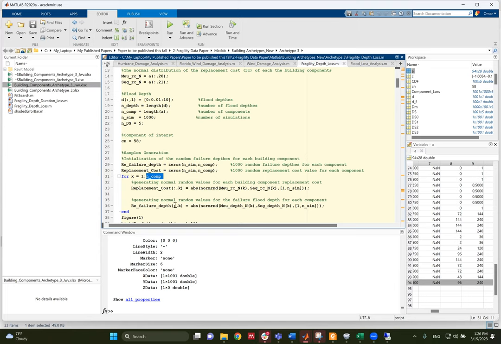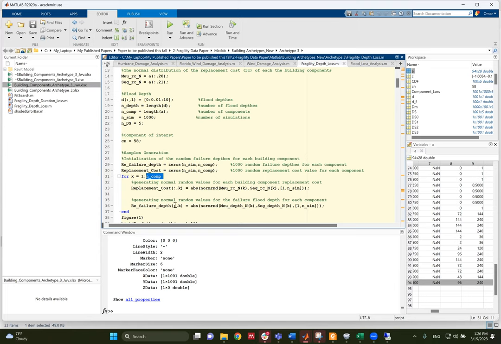So rather than having one vector, you will have 1, 2, 3 until 95. The first vector is the first component, second vector the second component, third component, all the components. Each one has 1000 random variables. And we will do the same thing with the replacement cost.